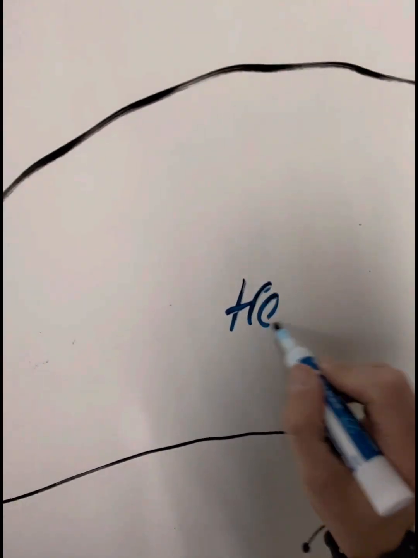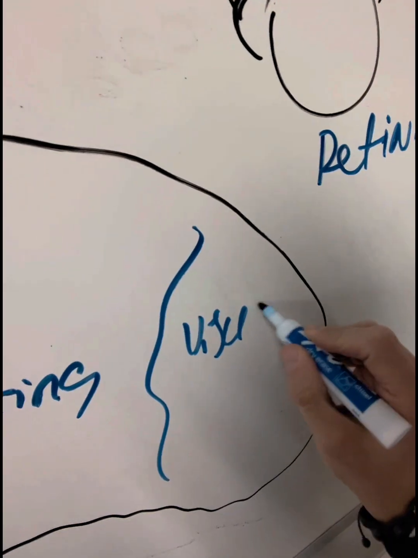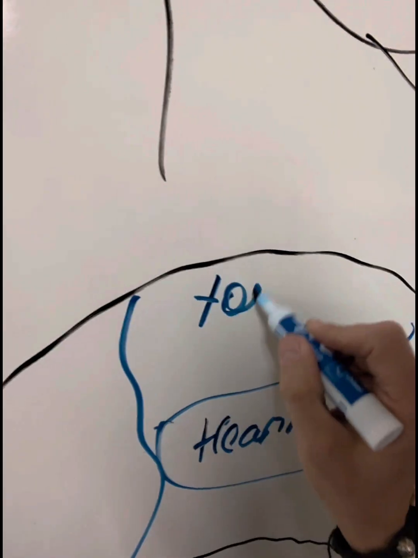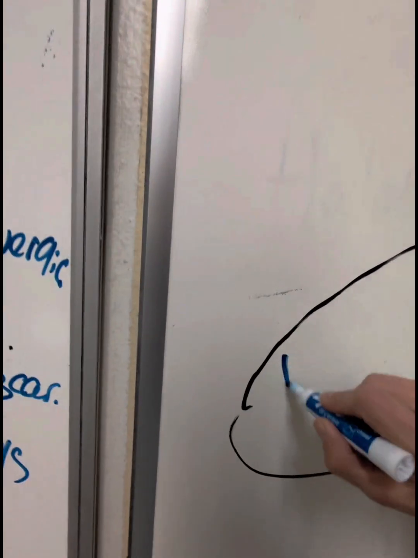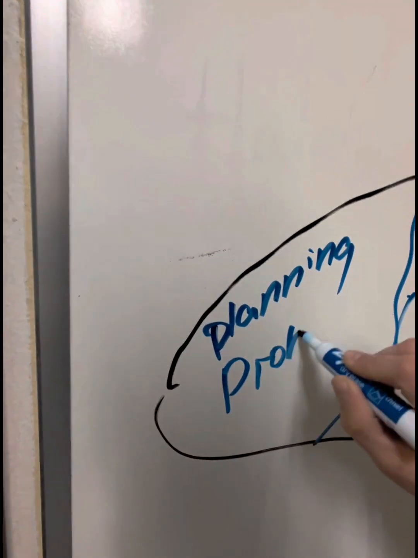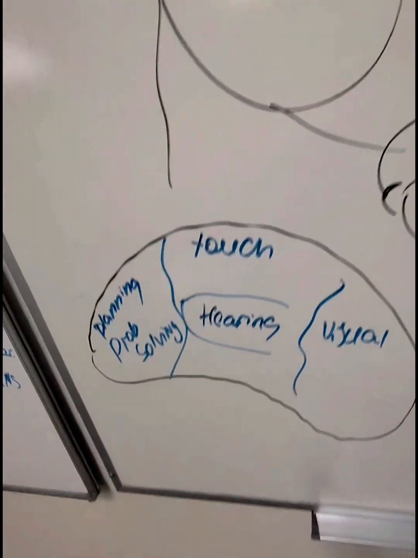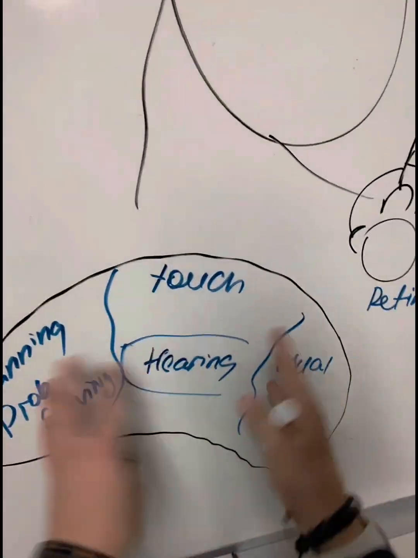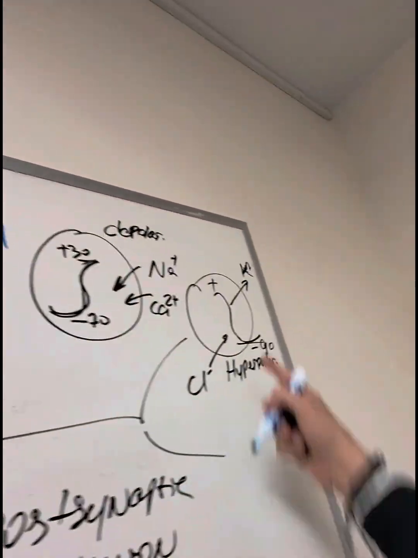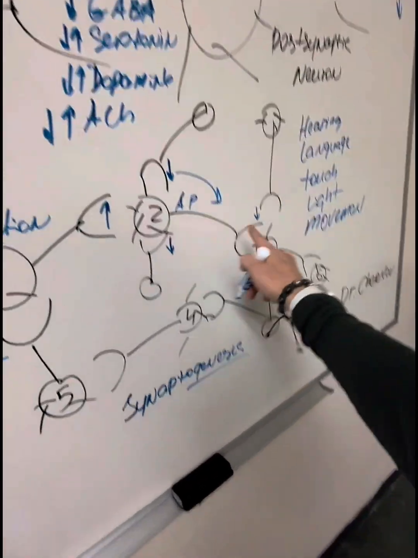Temporal is hearing, occipital is visual, parietal is touch, and frontal is planning and problem solving. And all of these constantly communicate, each lobe with another. You either depolarize, excite, or you hyperpolarize, inhibit the next in series.